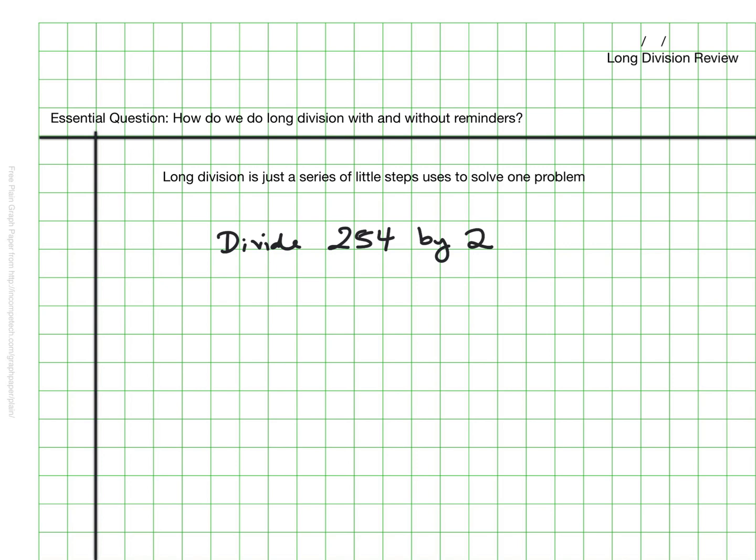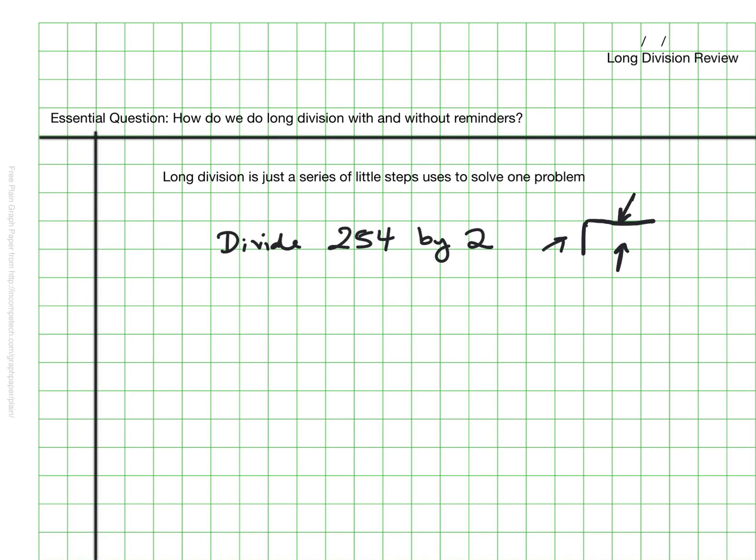Now let's say we wanted to divide 254 by 2. A lot of times people will say, well, let's just count by twos until we get to 254. But can you imagine counting by twos to get 254? That would take quite a while, and there's probably a lot of room for error. So instead, of course, we set up our division problem like this, where we have one number here, and one number there at the top.